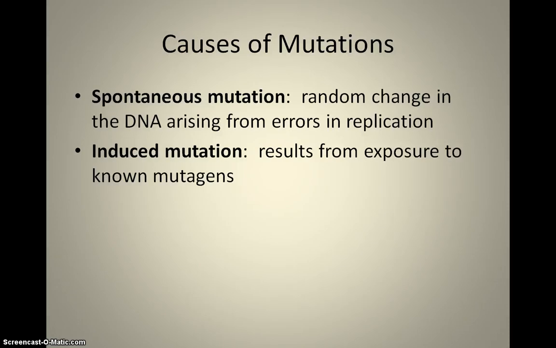Right. So mutations can be spontaneous, meaning that it's just a mistake in replication, putting in the wrong base pair and not fixing it, or eliminating or adding in an extra base pair and not fixing it. Or we can induce mutations by exposing organisms to mutagens. It could be anything from some sort of radiation or a chemical, something that can get in and alter the DNA.